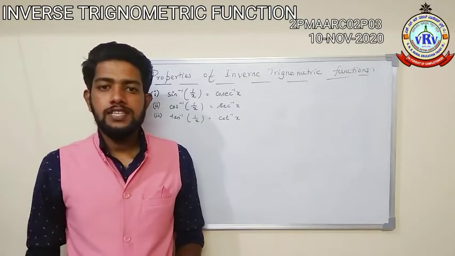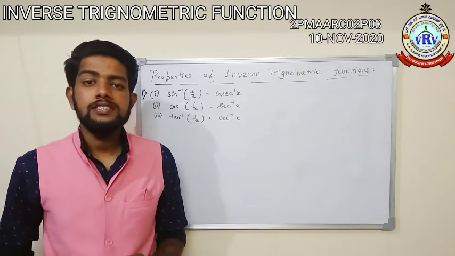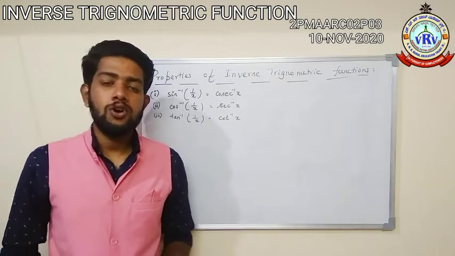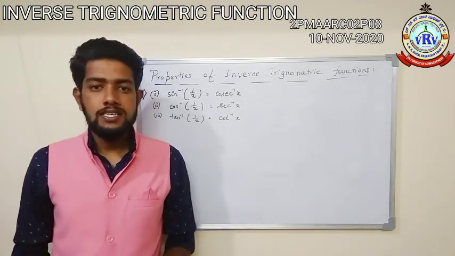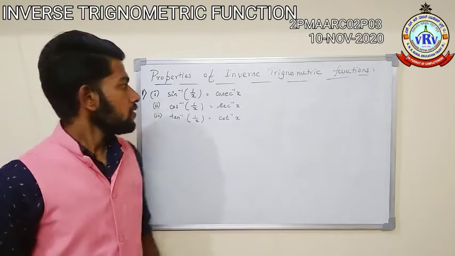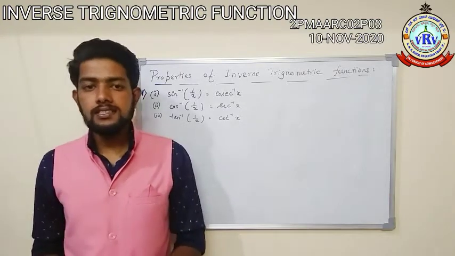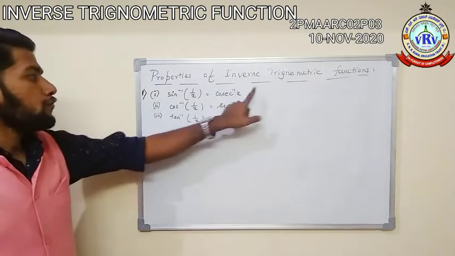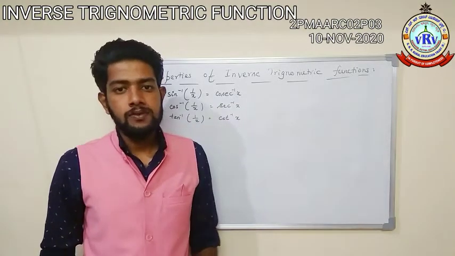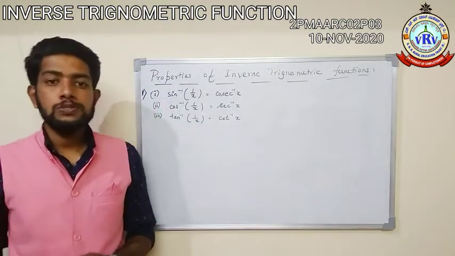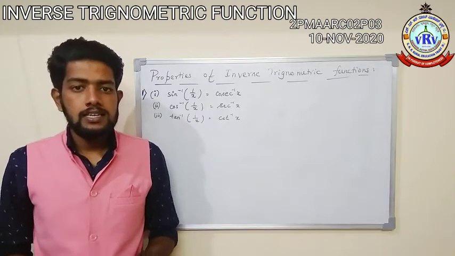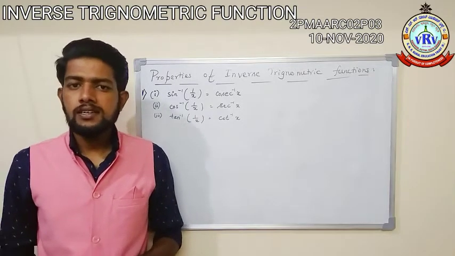In the previous videos, we have studied about the inverse of the function and how to get the domain and principal value of the inverse of the function. Today, we will discuss about properties of inverse trigonometric function. You have 6 properties. In that, each one contains sub-properties.